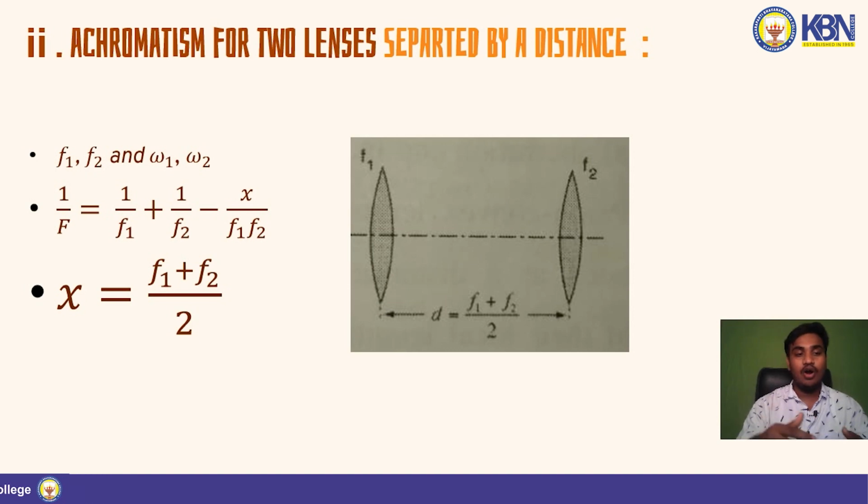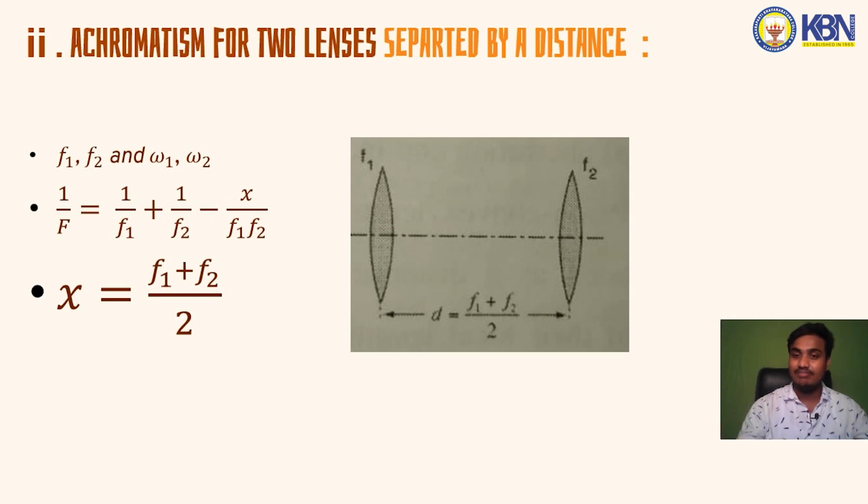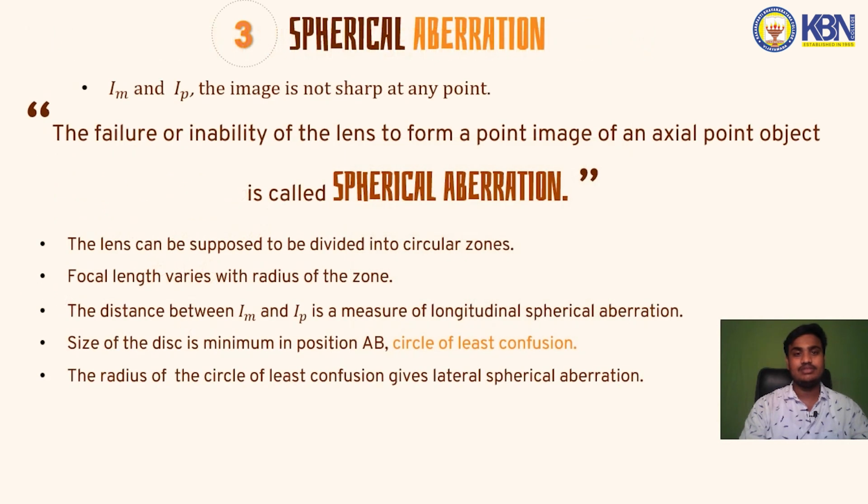Then if we go on deriving this, we will get a solution that x, the separation between the two lenses, is given by the average of the two focal lengths, (f1 plus f2) by 2. This is the achromatism for two lenses separated by a distance. Okay, this is about chromatic aberration, and achromatism is the phenomenon by which chromatic aberration can be minimized. Now coming to the next one, due to optical systems, which is monochromatic aberration.